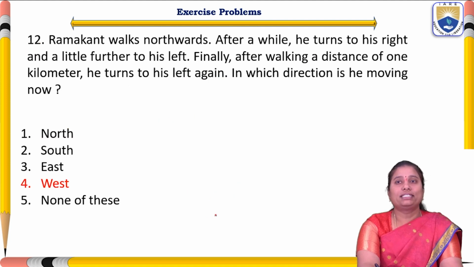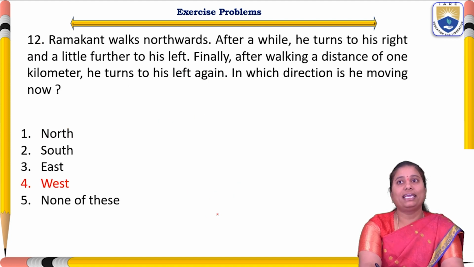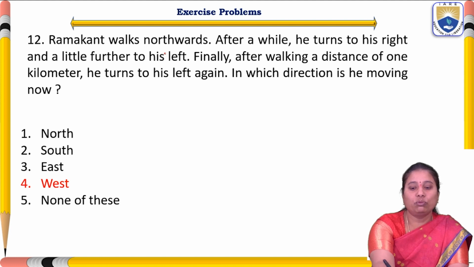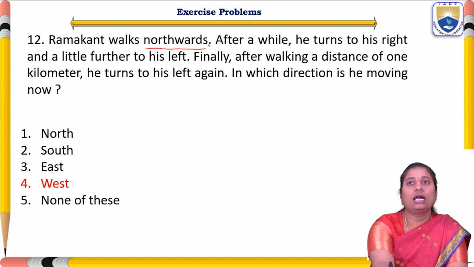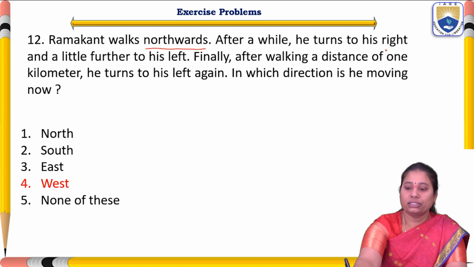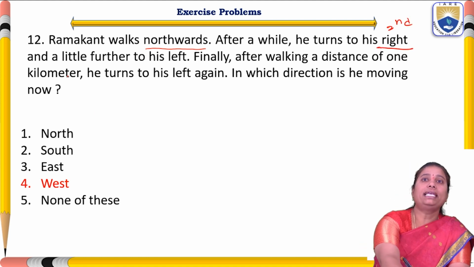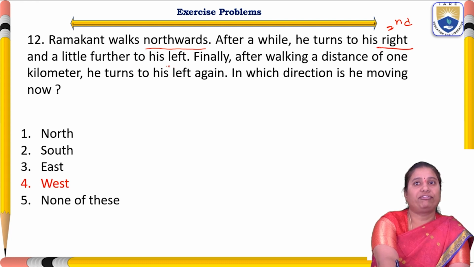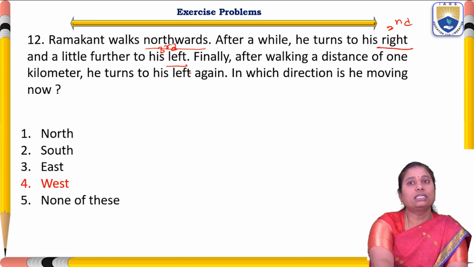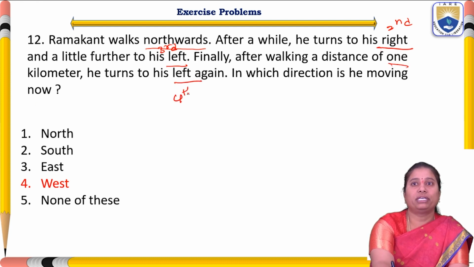Ramakant walks northwards. After a while, he turns to his right. So that is the second position. And a little further to his left. This is the third one. Finally, after walking a distance of 1 kilometer, he turns to his left again. This is the fourth movement. In which direction is he moving now?